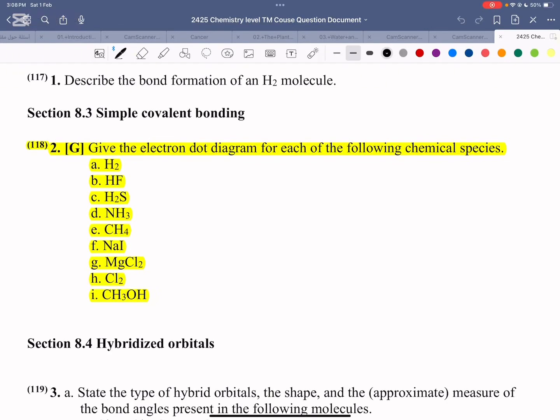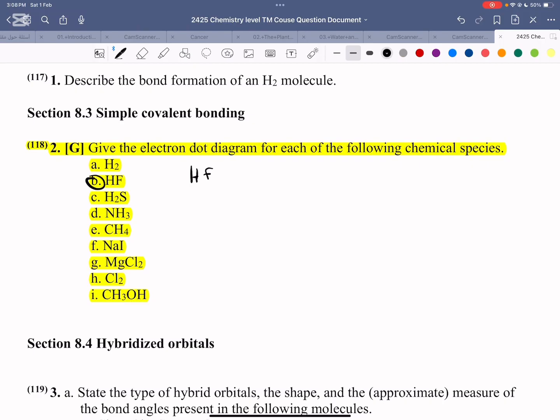Today we're going to be solving chapter 8 from the course question document. So let's begin. Give the electron dot diagram for each of the following chemical species. I'm just going to do a few of them so you're able to practice the rest by yourself, to make sure that you understood the topic. So I would start with part B, HF.